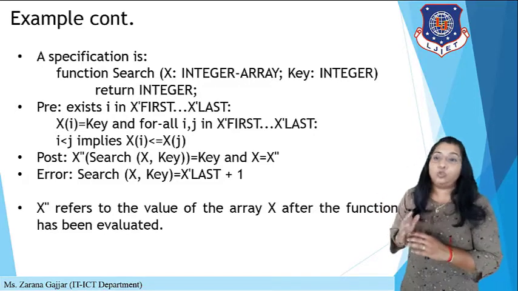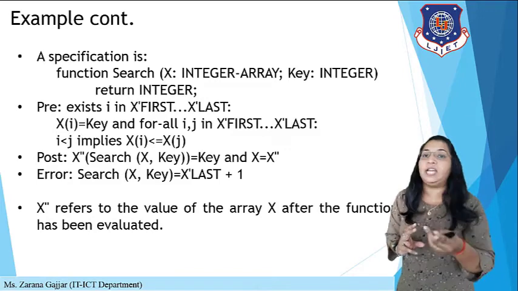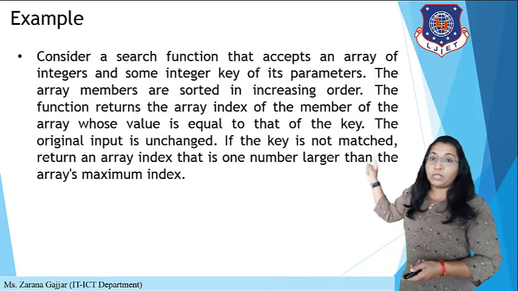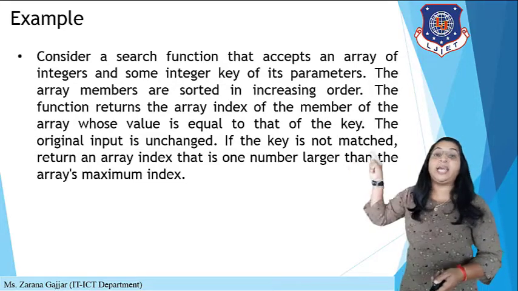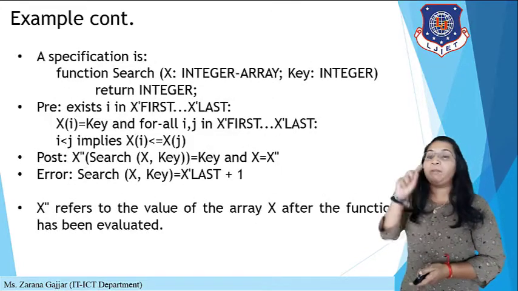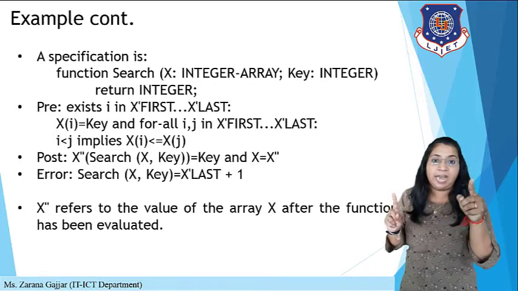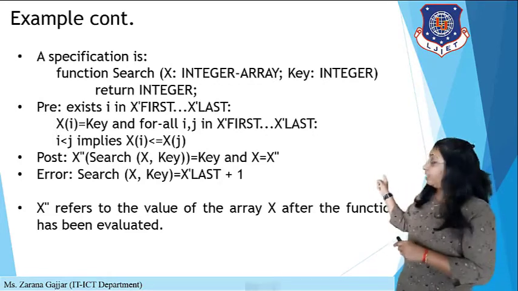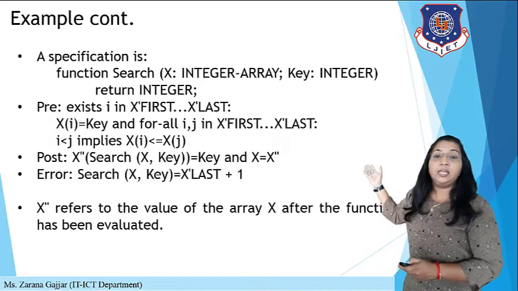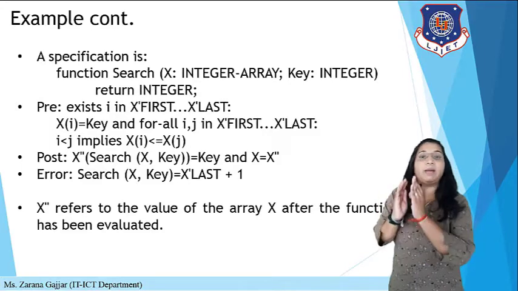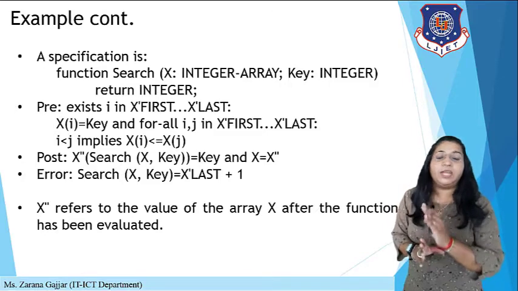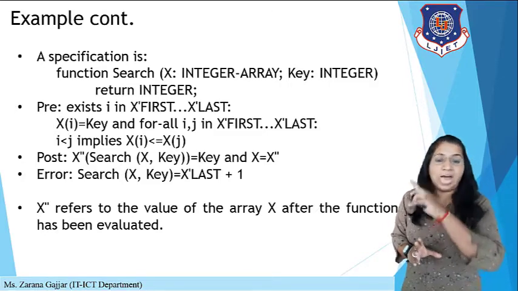Now what will be the error? If my search element is not in my list, then it will show an error. But here we have already mentioned that if the key is not matched, it will return an array index that is one number larger than the array's maximum index. Now my maximum index is 9, because 0 to 9 is 10 elements, so it will return 10. That's why the error is expressed in mathematical form here. In the error I have mentioned that the search function takes x, my integer array list, and the key element. If it is not matched, it will return 1 plus the last index.